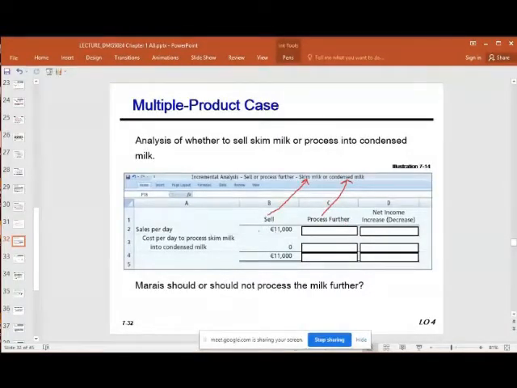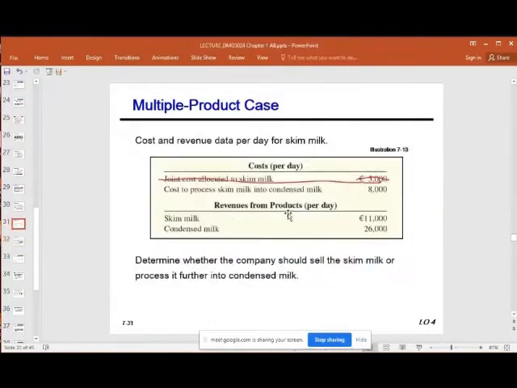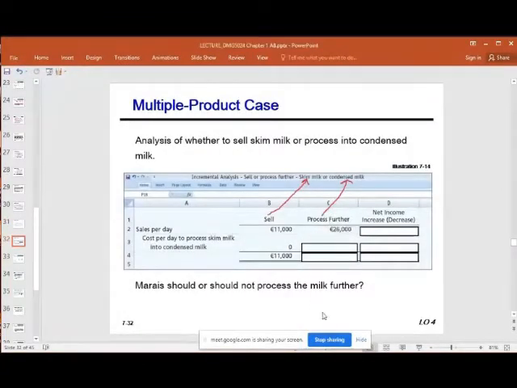So my sales, if I'm selling skim milk, my skim milk is 11,000. If I process further, I'm selling condensed milk at 26,000. So this one will be 26,000. So net income increase or decrease, you compare 11 to 26. Oh, there's an increase of 15,000. Positive increase.